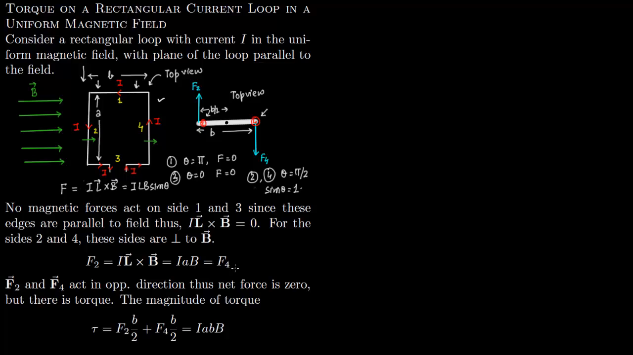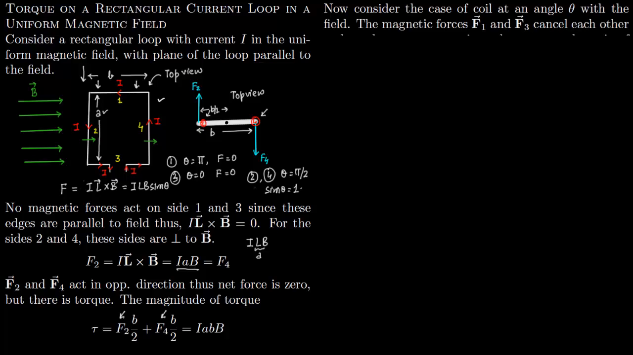So F2 and F4, we determined to be ILB. Sine theta we took as 1 because theta was pi by 2, and L is the length. For side 2 and side 4, we are going to consider this length as A. So instead of L, you plug in A. So you have F2 and F4 as IAB. This IAB you plug in right here and right here. So you get IAB and capital B for the magnitude of the magnetic field.